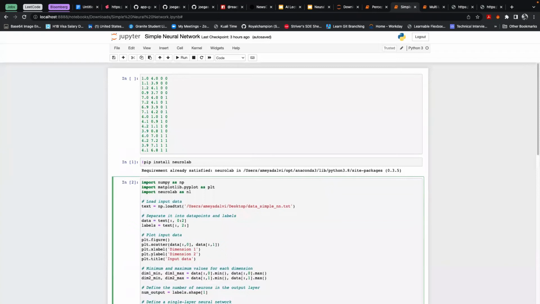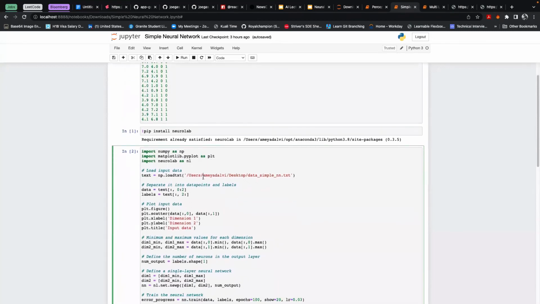We'll use the input data from the file data_simple_nn.txt. Each line in this file contains four numbers. The first two numbers form the data point, and the last two numbers are the labels. Now, why do we need to assign two numbers for labels? Because we have four distinct classes in our data set. So we need two bits to represent them. So let's go ahead and load the data.